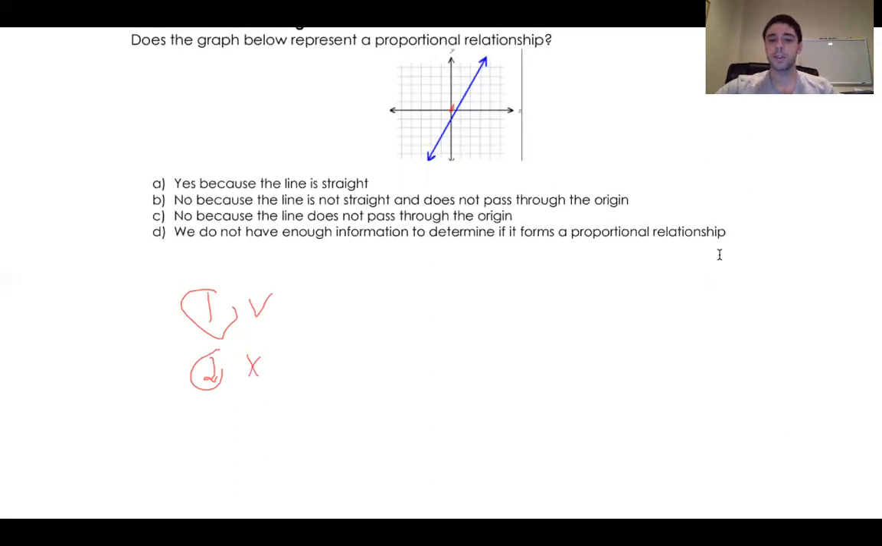So what's going to be our answer? A, B, C, or D? Can't be A because we know the answer is no. The line is straight, so it's not going to be B. The line does not pass through the origin, and we don't have information. So our answer is going to be C. For question 4 on the Google form, in the Google Classroom, feel free to just put C.